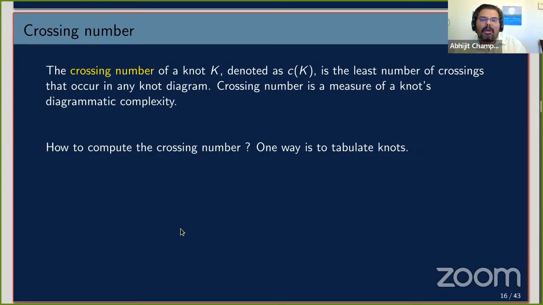It's tricky because a knot has infinitely many diagrams. So if you get a diagram and you compute the crossing number, that's only an upper bound. So you need lower bounds in order to make sure you actually have the correct crossing number. So one way to resolve this problem is to start tabulating knots. You start with knots with zero crossings, one crossing, two crossings, and so on, and try to use Reidemeister moves or some kind of isotopy to make sure that your knot has not occurred before.